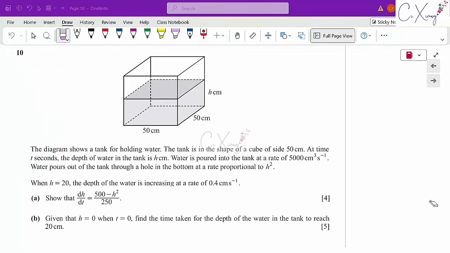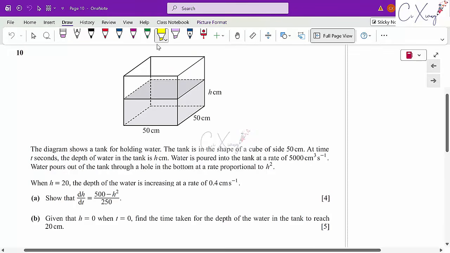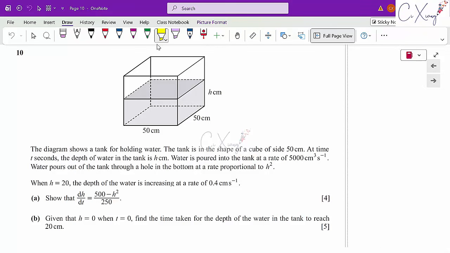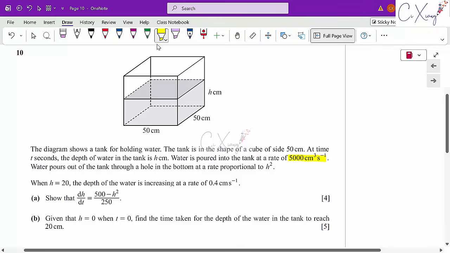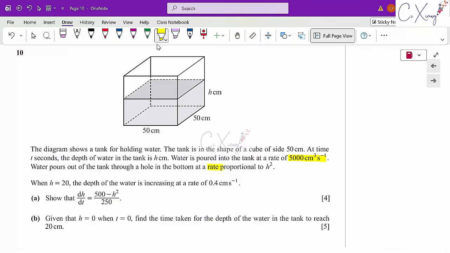Okay, so question number 10. We are given a diagram showing a tank for holding water. So the tank is in the shape of a cube. Then each side is having 50 cm. At the time t, the depth of water in the tank is h cm. Water is poured into the tank at the rate of 50,000 cm cube per second. Water pours out of the tank through a hole in the bottom at the rate proportional to h squared.